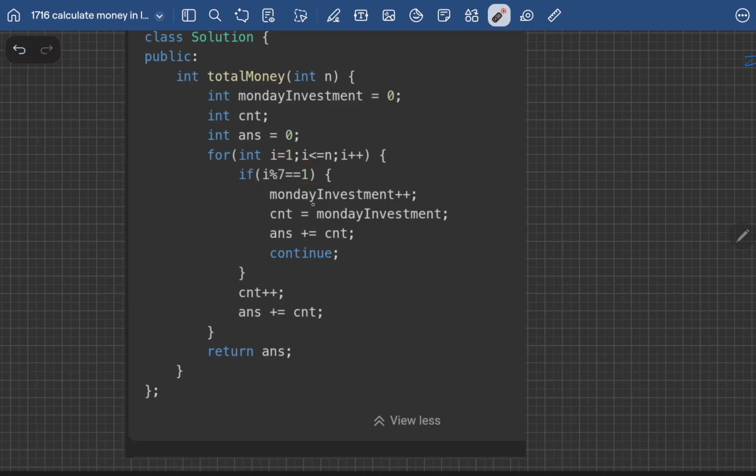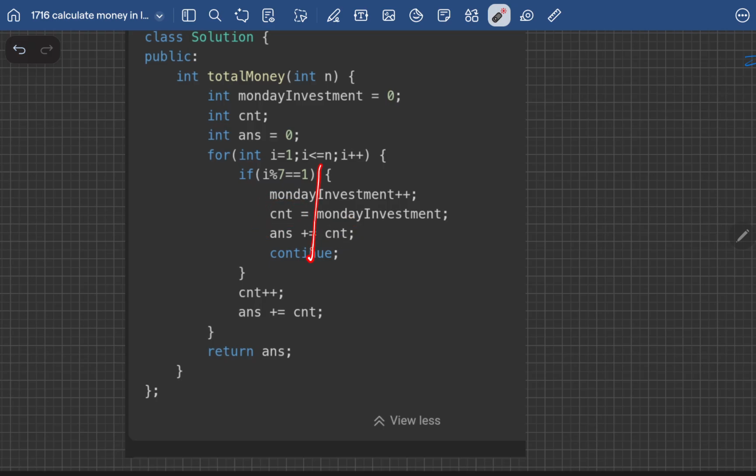So what we will do, whenever Monday comes, we will traverse all the days. Whenever Monday comes, we will increment the Monday investment, and along with that we will also update the count value. Count is nothing but the investment value which Hershey is going to invest on that particular ith day. So on the ith day, Hershey will invest the count, and the count we will add into the answer.